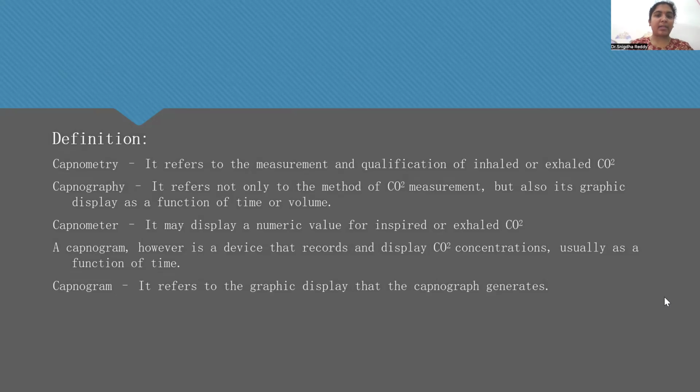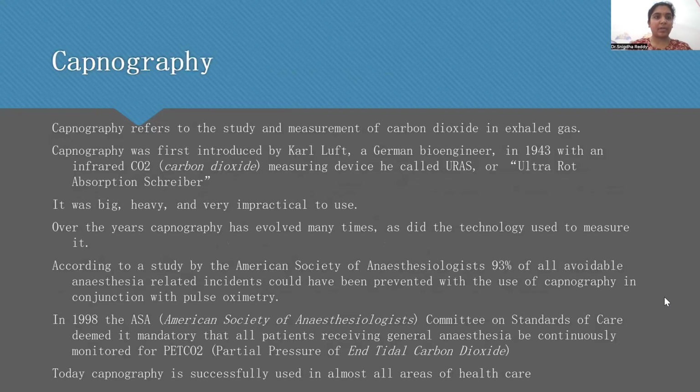Capnometer means a metric value, a numerical value of inhaled or exhaled carbon dioxide. A capnograph, however, is a device that records and displays carbon dioxide concentration, usually as a function of time. Whereas a capnogram is a graphic display that the capnograph generates. Capnography refers to the study and measurement of carbon dioxide in exhaled gas.